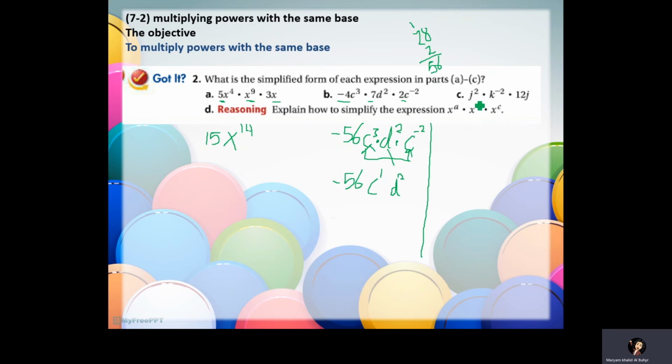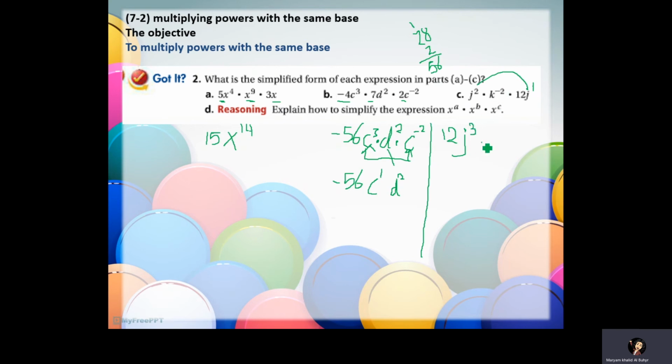The last one, the coefficient nothing, which means 1, times 1 times 12. So it's a 12. Then j with j, they are the same base. I'm going to add their powers. So their powers will be 2 plus nothing, which means 1. If there is nothing here, as I said, it's 1. The power is 1. So j to the power, be careful with this one, to the power 3.